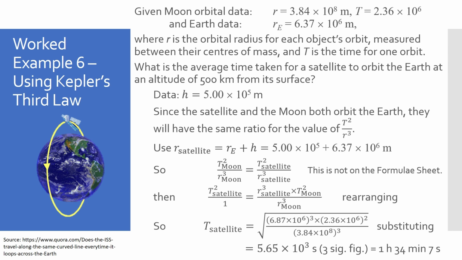Rearranging, we get T squared for the satellite equals r cubed for the satellite times T squared for the Moon over r cubed for the Moon. Simply substituting, calculating carefully, we find that the period for the satellite, that's capital T, is 5.65 times 10 to the 3 seconds, correct to 3 significant figures. And if we wanted to know what that meant, it's roughly an hour and a half, or an hour and 34 minutes and 7 seconds. And that's okay. That makes sense for a satellite orbiting 500 kilometers above the surface of the Earth.